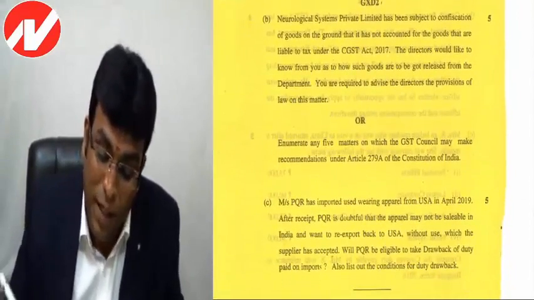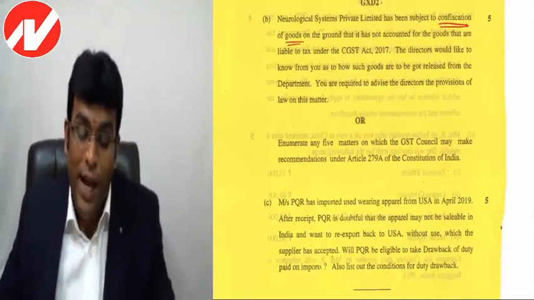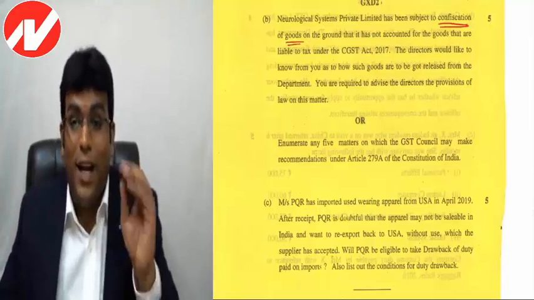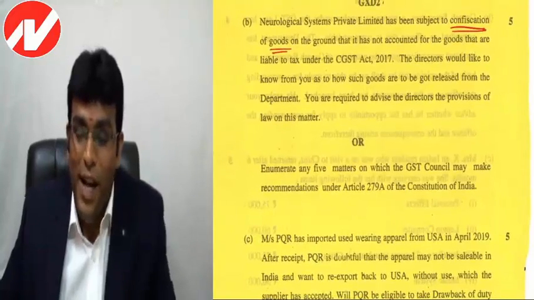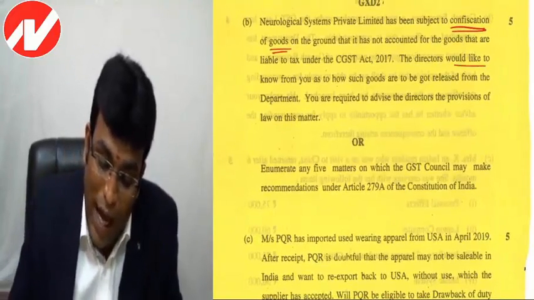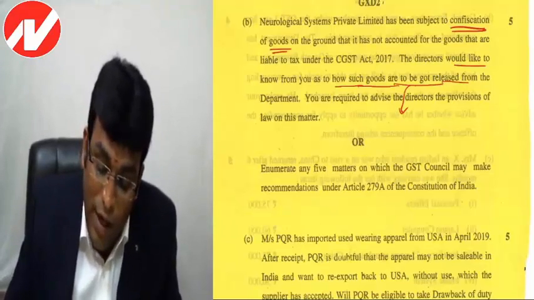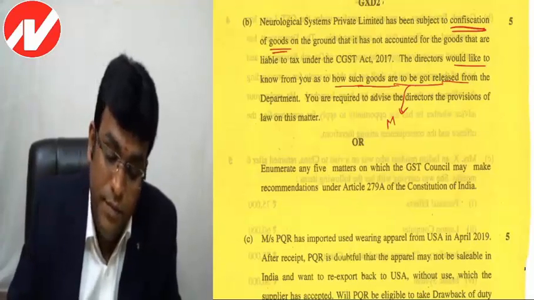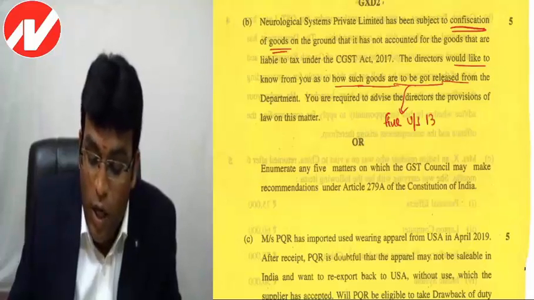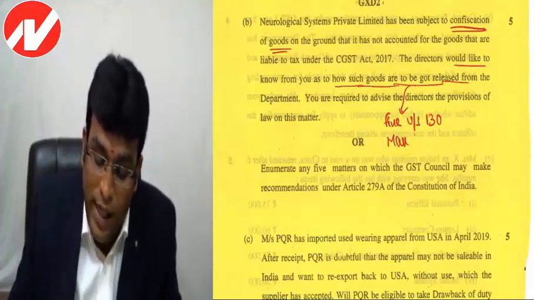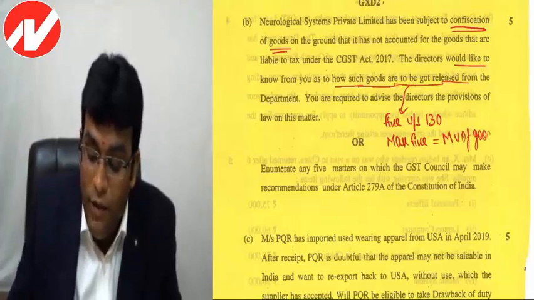Neurological Systems Private Limited has been subject to confiscation of goods on the ground that it has not accounted for the goods that are liable to tax. Directors would like to know from you how the goods are to be got released. If you want them released, my dear friends, you can pay something called fine under section 130, which says that the maximum fine will be the market value of the goods.